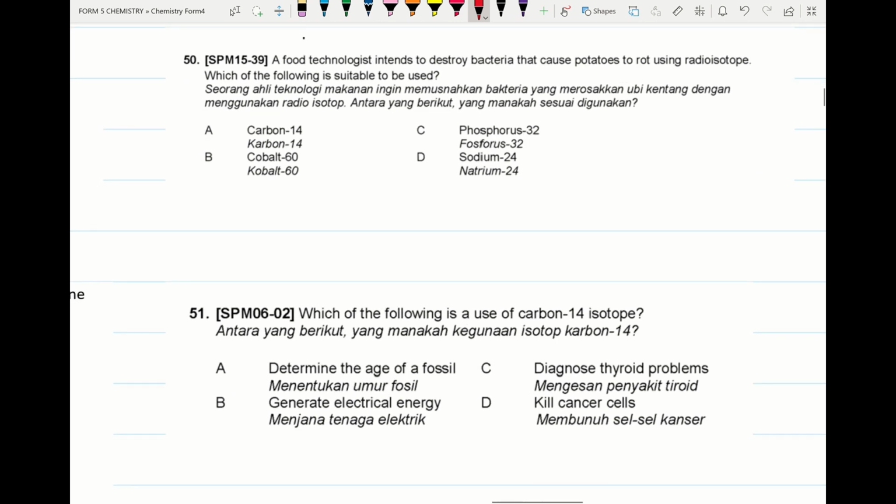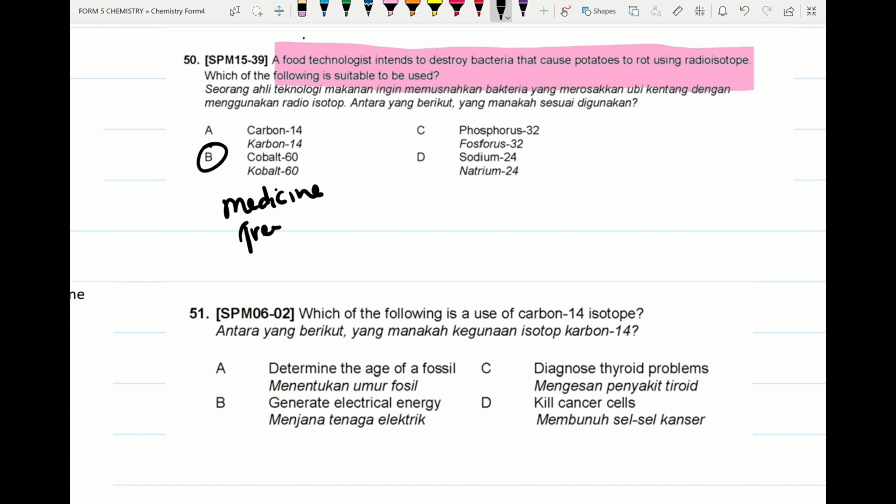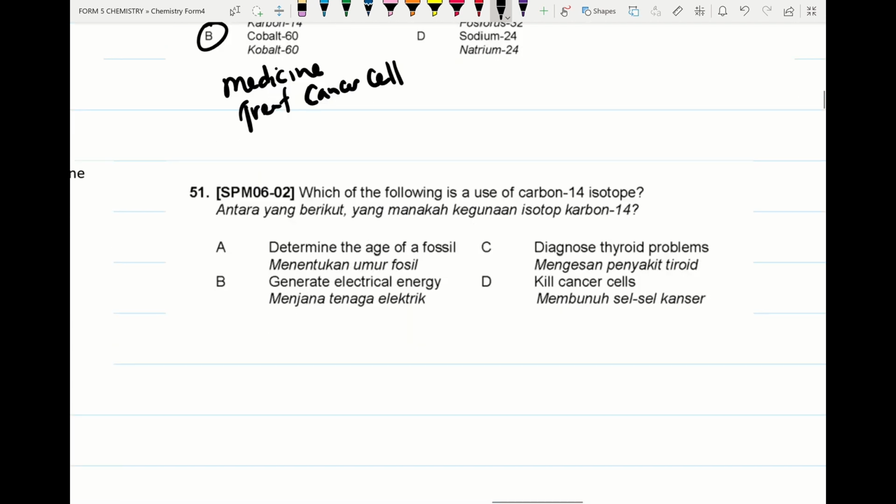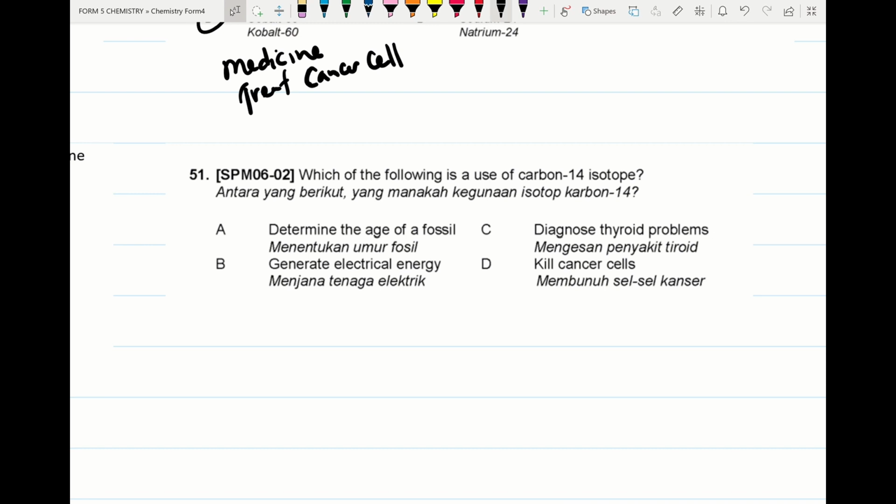And we try to check food technologies. Food technology intends to destroy microorganisms or bacteria found in potatoes that cause rotting, using a radioisotope. The radioisotope that you use is cobalt-60. Please remember, in medicine cobalt-60 is used to treat cancer cells.